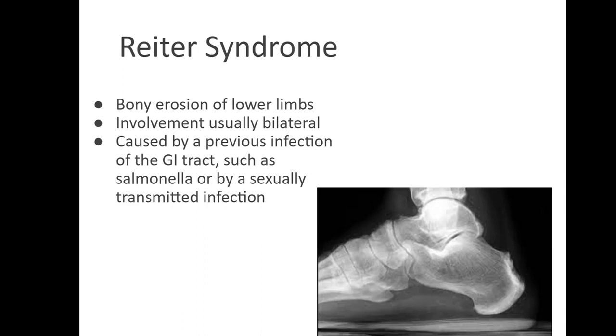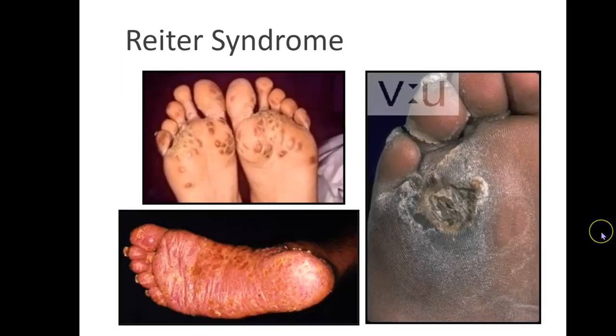Patients with Reiter syndrome have symptoms that include arthritis and conjunctivitis, or pink eye, and Reiter syndrome is known to be caused by a bacteria. Where does this bacteria come from, you ask? Well, it could be a previous infection of the GI tract, such as exposure to salmonella, or it could be from a sexually transmitted infection such as chlamydia. So interesting. Reiter syndrome really affects more than just our lower extremities. If you notice here are some effects on the skin of the feet on patients with Reiter syndrome. So this is really an unfortunate condition.